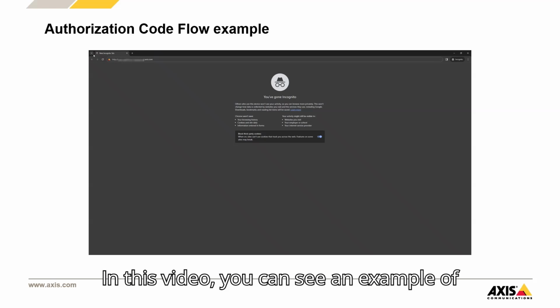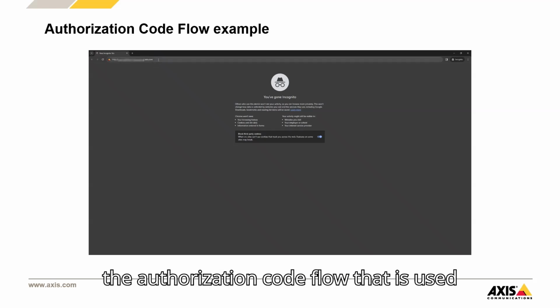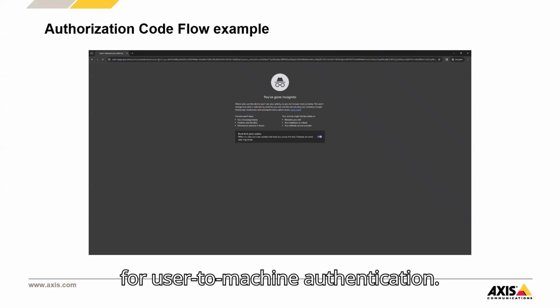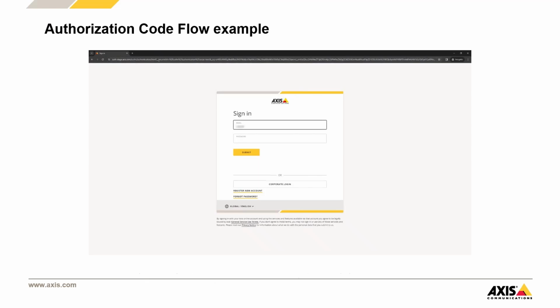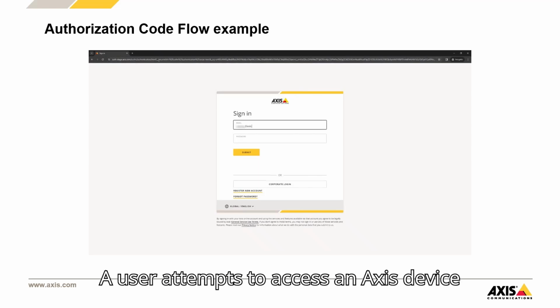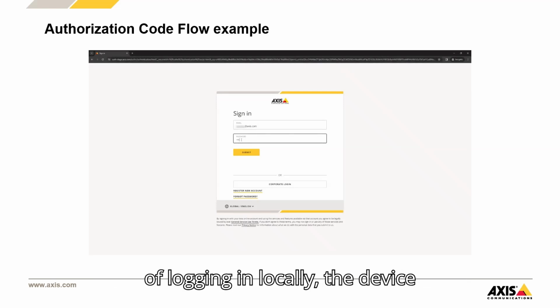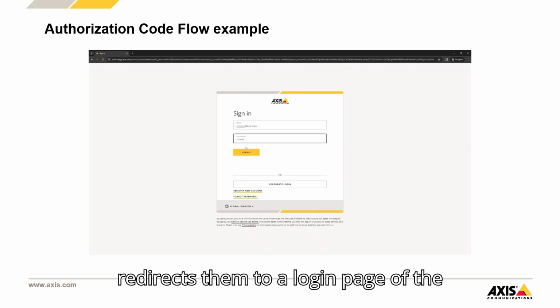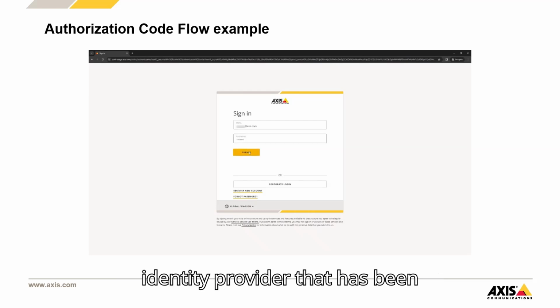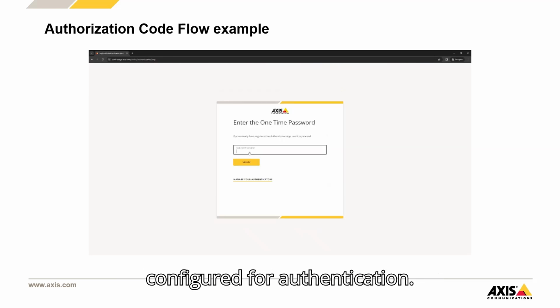In this video, you can see an example of the authorization code flow that is used for user-to-machine authentication. A user attempts to access an access device through a standard web browser. Instead of logging in locally, the device redirects them to a login page of the identity provider that has been configured for authentication.